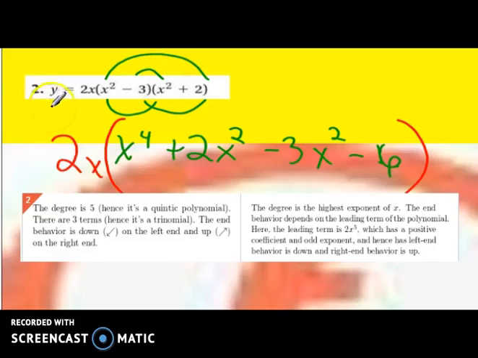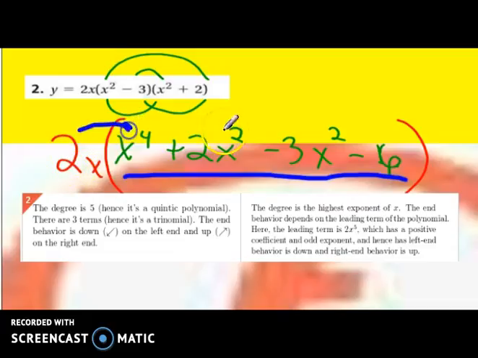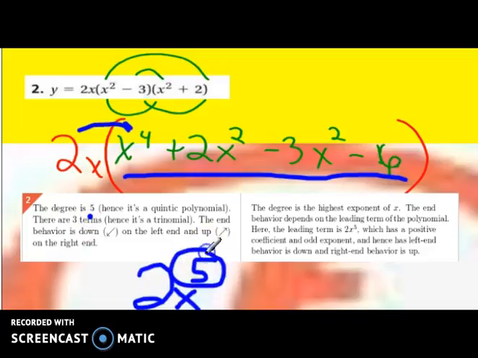In problem number 2, I first have to write this in standard form. So I'm going to go ahead and multiply my binomials. So I multiplied those out. And I can see that when I do my first term, I'm going to have 2x to the 5th. That's my leading term. So my degree is 5, because I have 5 right here. That is quintic.